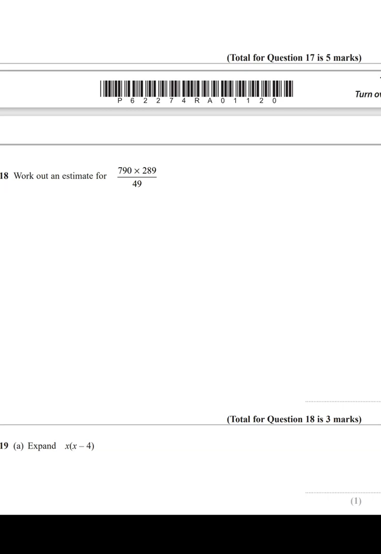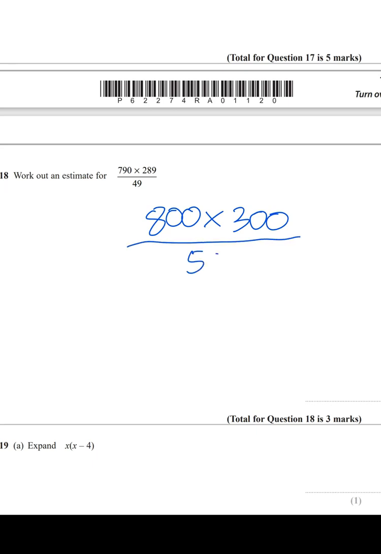Right, work out an estimation. So round to one significant figure. 800 times 300 divided by 50. Rounded to 800, rounded to 300, rounded to 50. Now we should be able to do the calculation. 3 times 8 is 24. Then I put my zeros back on.